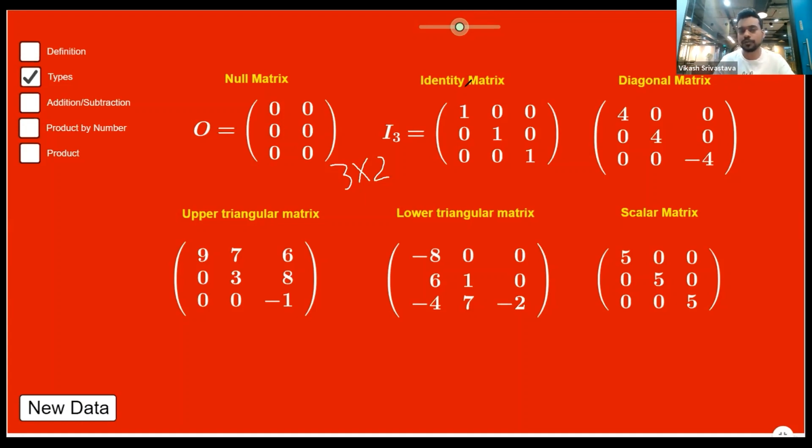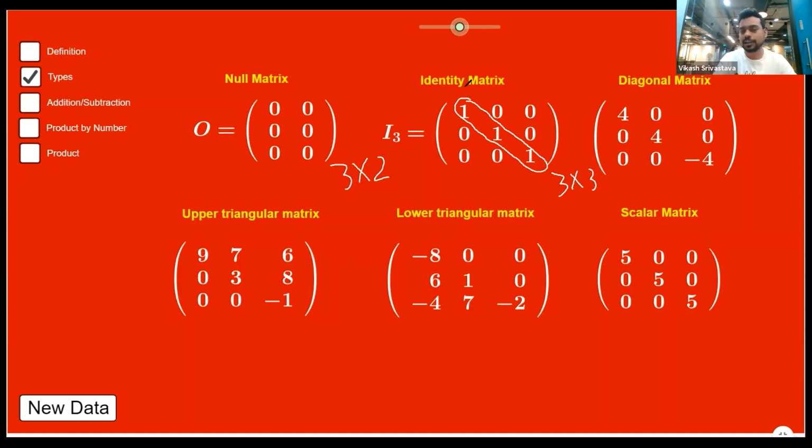So what is the property of this identity matrix? All the diagonal elements are 1, but all the non-diagonal elements are 0. Okay, so this is the definition of the identity matrix, and of course the identity matrix is a square matrix. This is really important: the identity matrix has to be a square matrix.